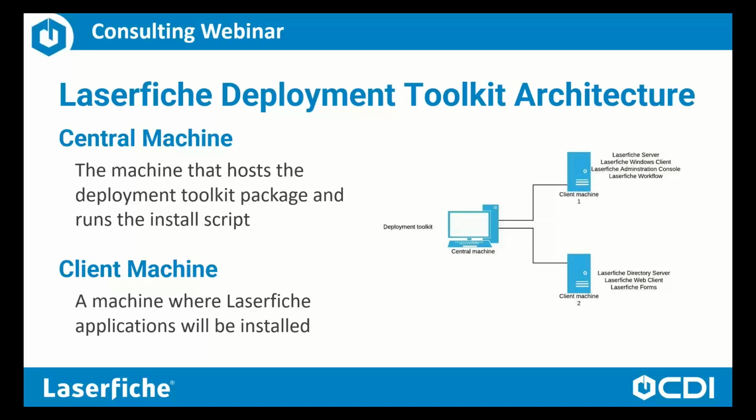So in our image here, we have our central machine, and that's communicating with client machine 1 to install the Laserfiche server, Laserfiche Windows client, Laserfiche administration console, and Laserfiche workflow. And client machine 2 will deploy the Laserfiche directory server, Laserfiche web client, and Laserfiche forms.